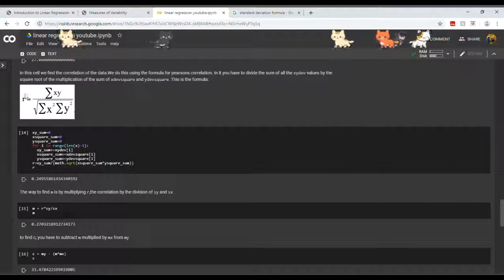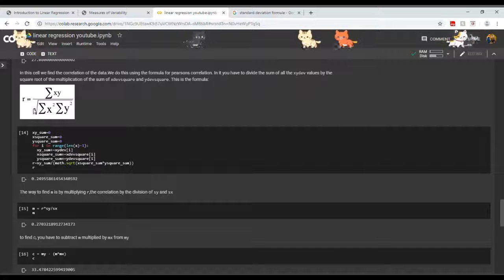So you have to divide that by the square root of the sum of x deviation squared values into, okay, multiplication. What other words are there? I don't know any other words for multiplication. Repetitive addition, yeah. Into y square. Okay, the y deviation squared values. And then you just square root it. It's all given right here.